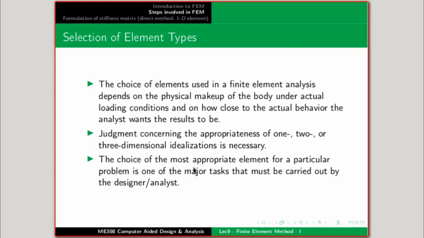Next comes the selection of element types. The type of element is chosen based on the physical makeup of the problem. If the problem in hand can be idealized by a one-dimensional model, a 1D element should be chosen. Otherwise, a 2D or 3D element may be necessary. Now, let us see the selection of element type. We have 1D, 2D and 3D elements for appropriate problems.